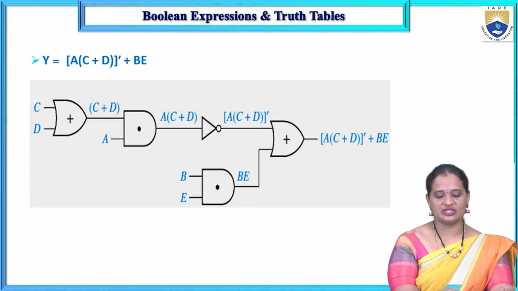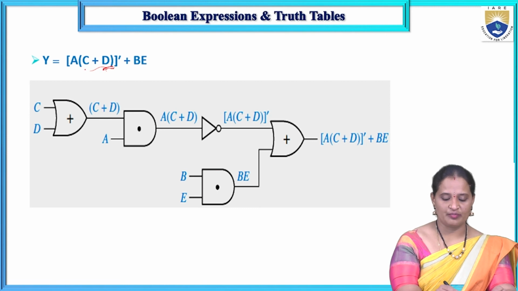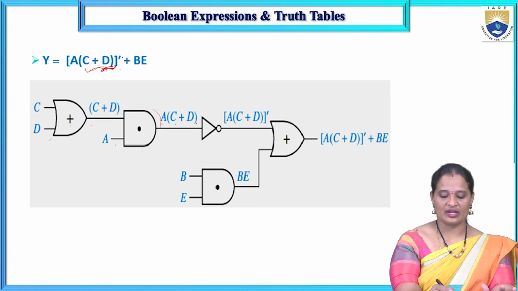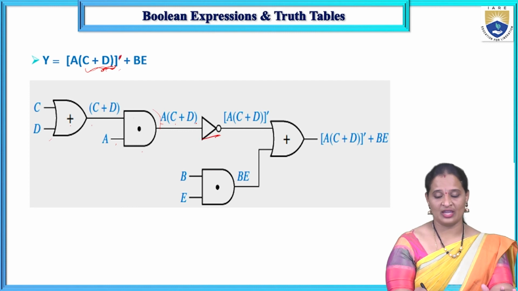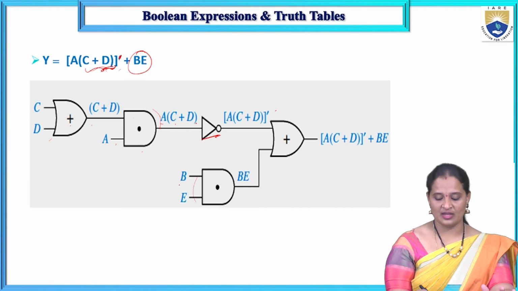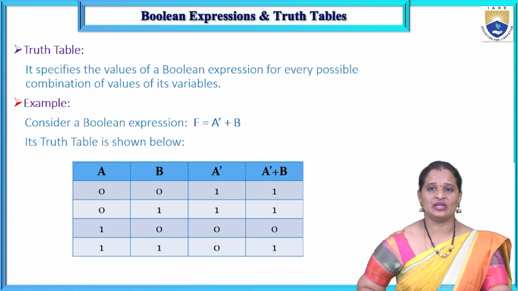Take A into C plus D whole complement plus BE. For C plus D, first we need to follow the order of precedence, so the parenthesis is implemented first. C plus D can be implemented using an OR gate, and then multiplied by A, which can be implemented using an AND gate. Since I want the complement, I use a NOT gate. Then I want BE, so I take another AND gate, and then I use an OR gate to which I give these as inputs. That is how we can implement any Boolean expression.